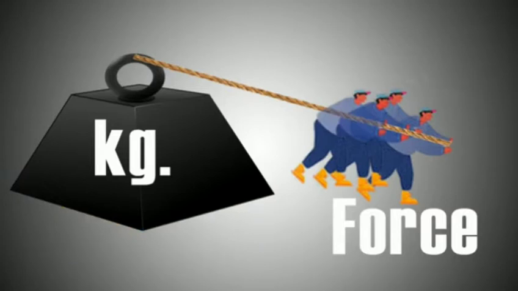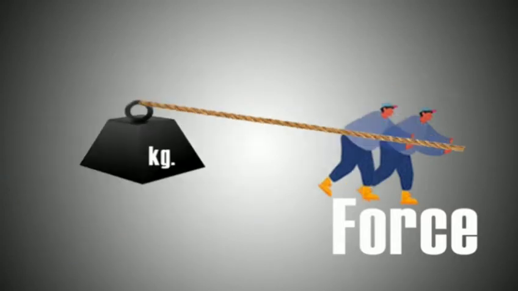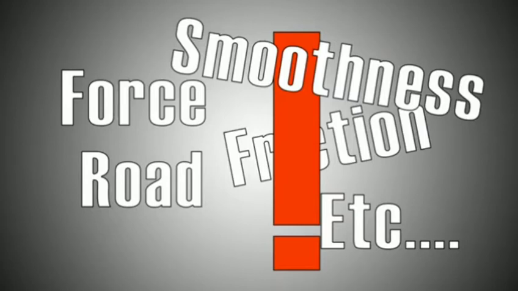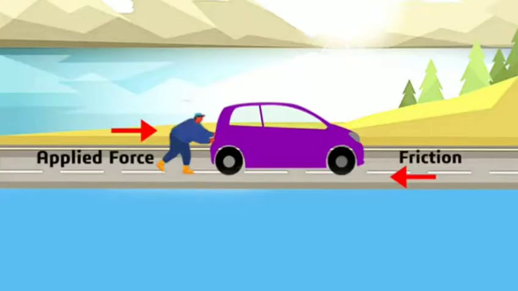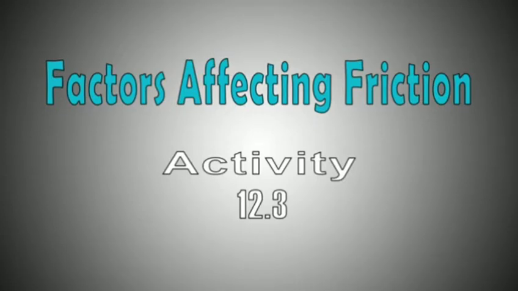Also, it is more difficult to move a heavier object on the ground than a lighter one, where the two objects are of the same material. If you want to get a feel for what I am saying, then try to move a big block of an Egypt pyramid. Is this not cool? Or, on the other hand, you can try to push a car while its handbrake is on. That makes sense. Now let's jump on to the factors affecting friction, activity 12.2.